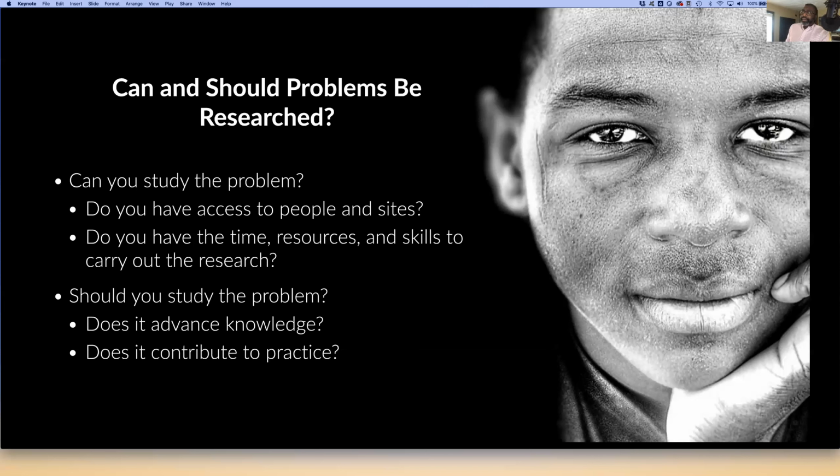Second, should you study the problem, and does it advance knowledge? Sometimes folk are over general, and they'll come and say, I want to see if there's a relationship between A variable and B variable. That has been asked time and time again and researched time and time again. And so if it doesn't illuminate anything new, or if it doesn't create any new or advanced knowledge, then it's not something that you should be settling and hanging your hat on. You want to create something new. You want to be the trendsetter in that area, that nuance in education leadership. Does it contribute to practice?